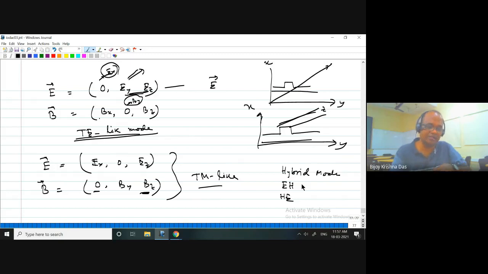This is our nomenclature. Whether we call it a T-like mode, a TM-like mode, or EH, that does not matter, as long as you are solving all the components correctly and then say, okay, this is my mode and these are the components. You may call it a T mode or a TM mode, that does not matter, but that is my solution.